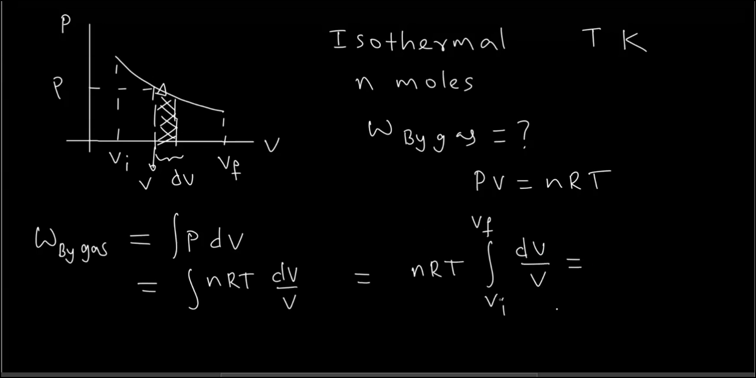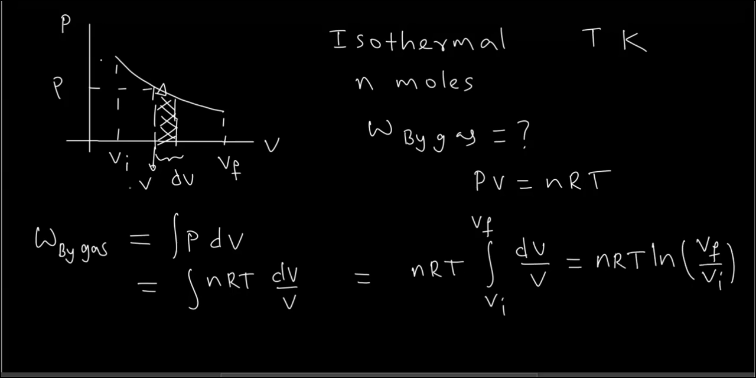So it's a natural log of V. So the work done in an isothermal process is nRT times the natural log of the final volume by the initial volume. You understand?